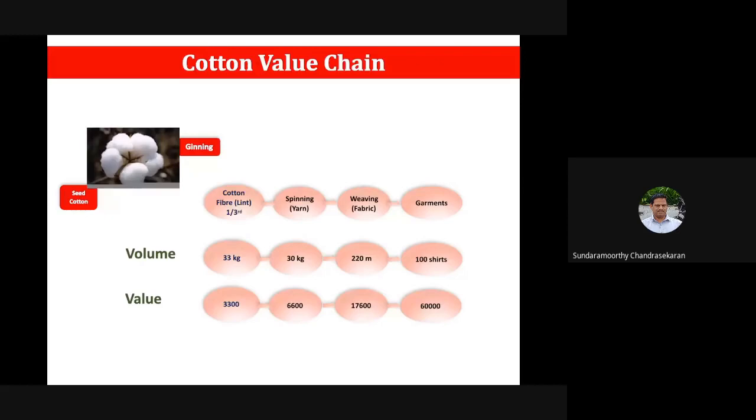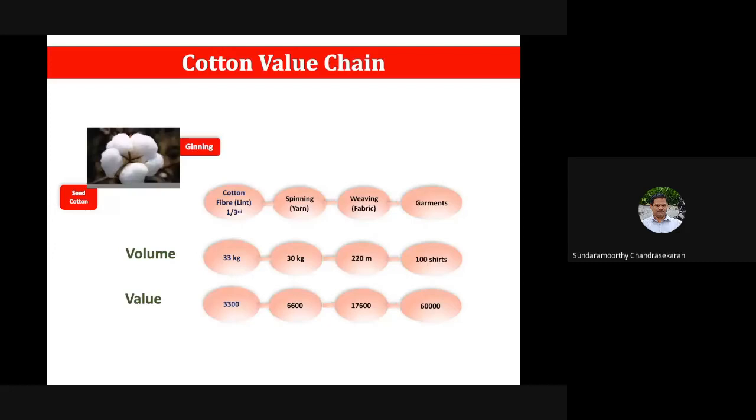If you see the magnitude of how the value grows: at the lint stage, the price has now come down to around 80 to 90 rupees, but basically it used to stay around 100 or 110 rupees. Assuming an average of 100 rupees per kg of lint, the value at the lint stage will be around 3,300 rupees. This gets doubled at the spinning stage, because the price of yarn is 220 rupees per kg. And if it goes to fabric, it almost triples again, to 17,000.